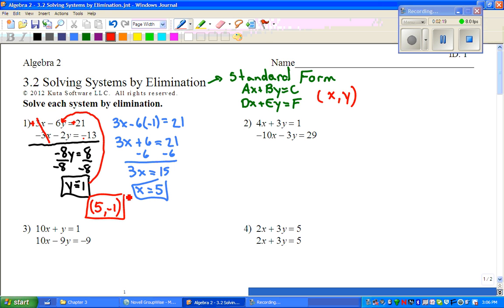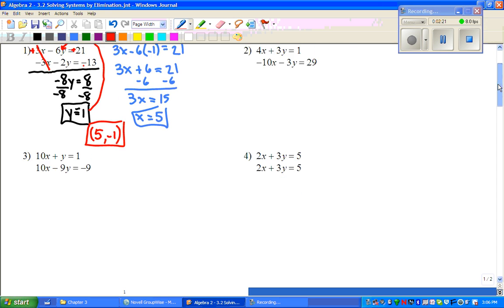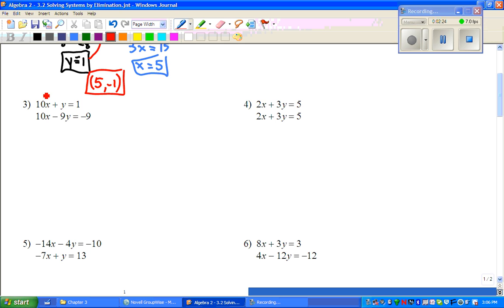Okay? Gets a little bit more difficult. You notice in this next one, number 3 here, you have 10x plus y equals 1, and 10x plus negative 9y equals negative 9. Okay? Neither of these variables cancel out. So what you want to do is take the bottom equation, and if this is a positive 10 right here, we want to make it a negative 10 by multiplying by negative 1.